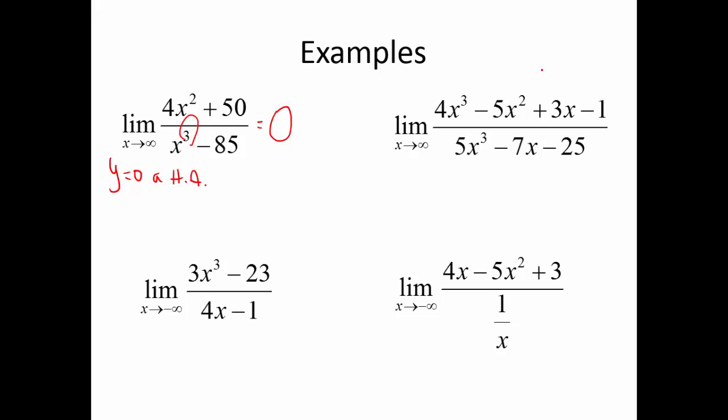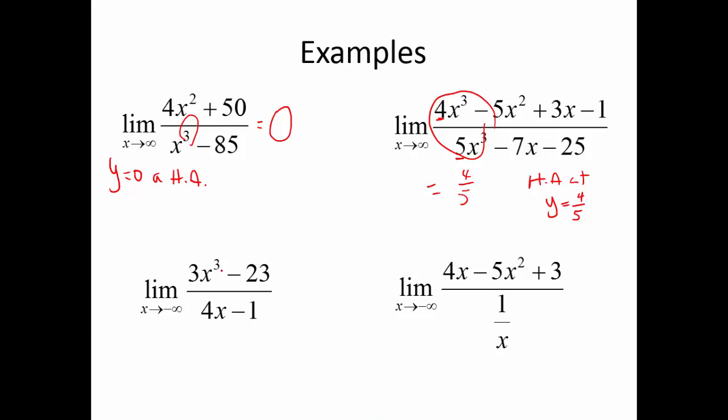Now, what happens if we have this second example? The limit as x approaches infinity of 4x cubed minus 5x squared plus 3x minus 1 over 5x cubed minus 7x minus 25. Okay, again, we have a tie. I have a cubic over a cubic. So when that happens, the leading coefficients give me the answer. The limit has to be 4/5. So we have a horizontal asymptote at the line y equals 4/5.